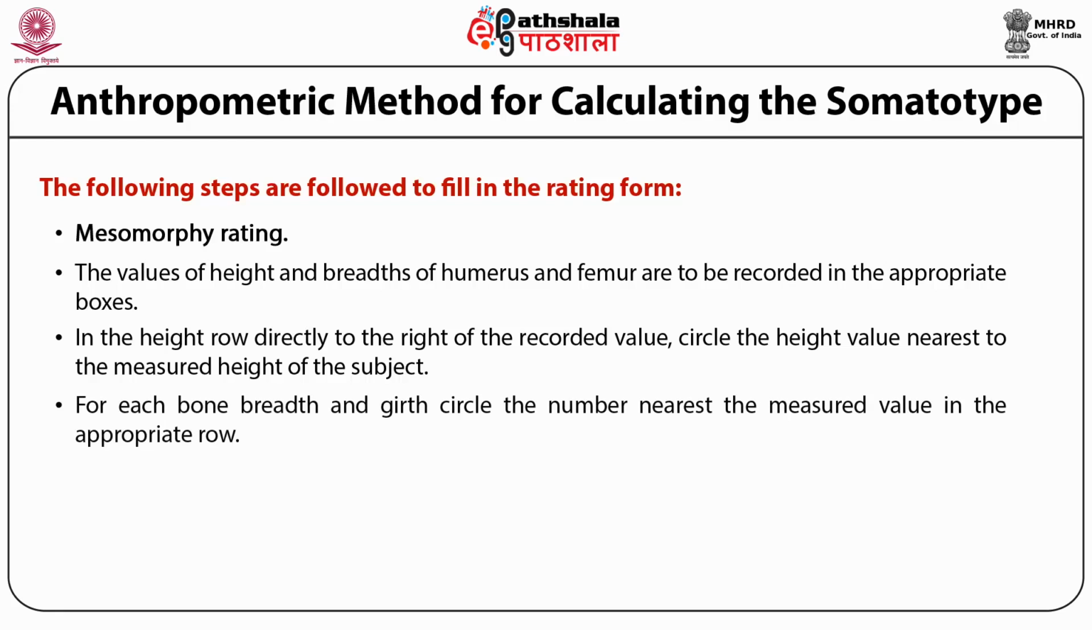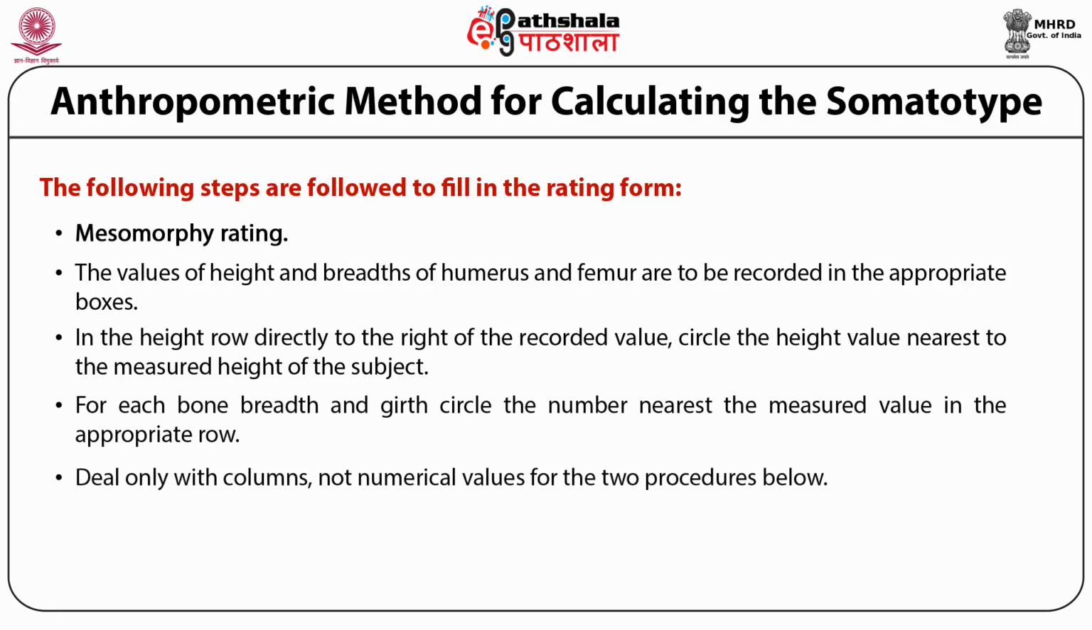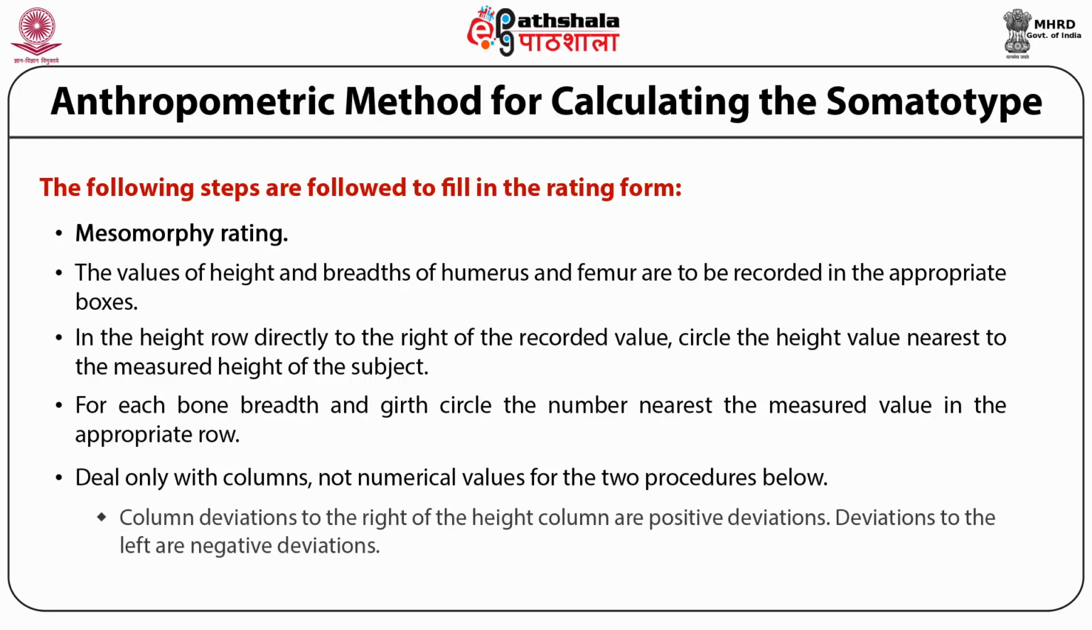For each bone, breadth and girth, circle the number nearest the measured value in the appropriate row. Deal only with columns, not numerical values, for the 2 procedures below. Find the average deviation of the circled values for breadths and girths from the circled value in the height column as follows. 1. Column deviations to the right of the height column are positive deviations. Deviations to the left are negative deviations. Then calculate the algebraic sum of plus and minus deviations.